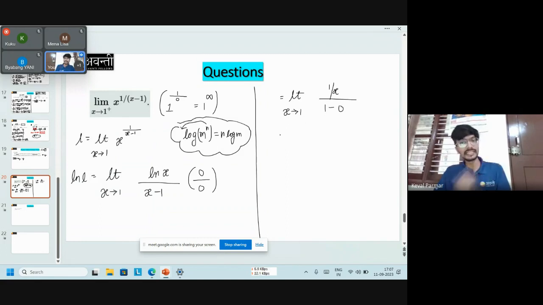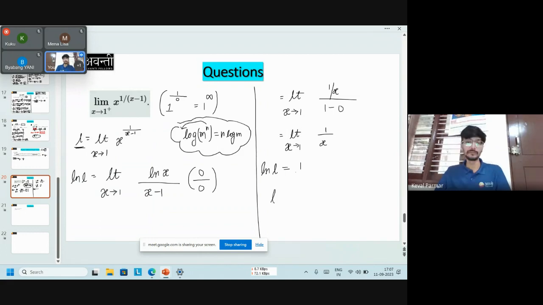As you can see, the indeterminate form is gone. So my answer is limit x tends to 1 of 1 upon x. No need for me to write the limit, just substitute the value of x. So 1 upon 1 will be equal to 1. But please take care here. This is the value of ln L. I want the value of L.